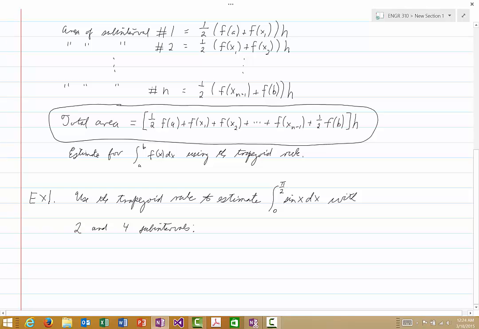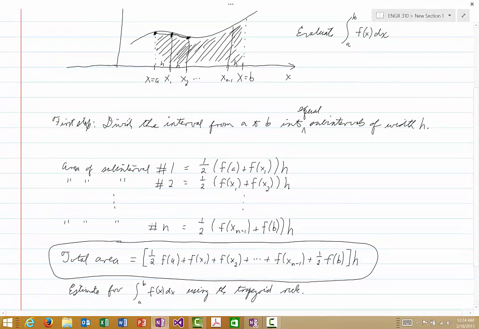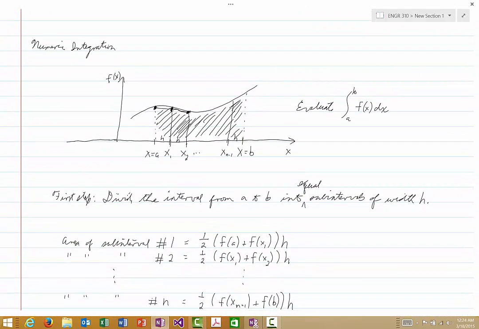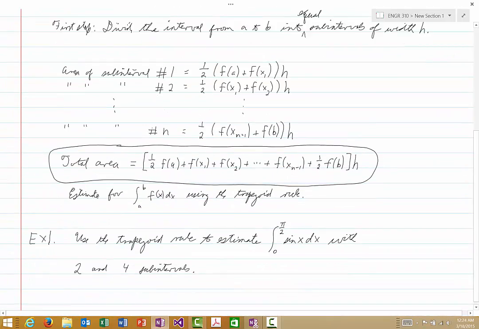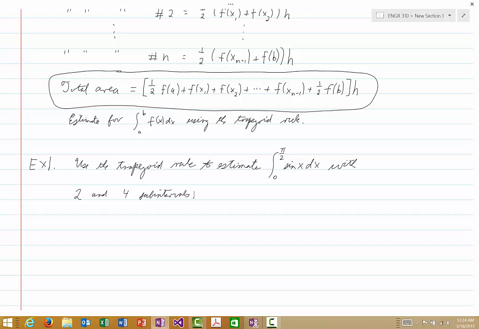Now, before we proceed, I hope that you will note and will agree from this picture that we would expect in general that the more subintervals we have, the more accurate our estimate will be. And so we will test that idea in this example. In fact, let's go ahead first and calculate the correct answer. So we have the integral, so we'll say exact answer.